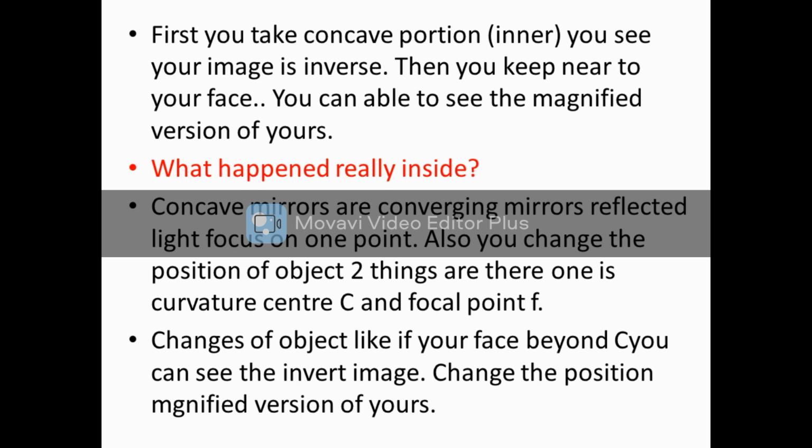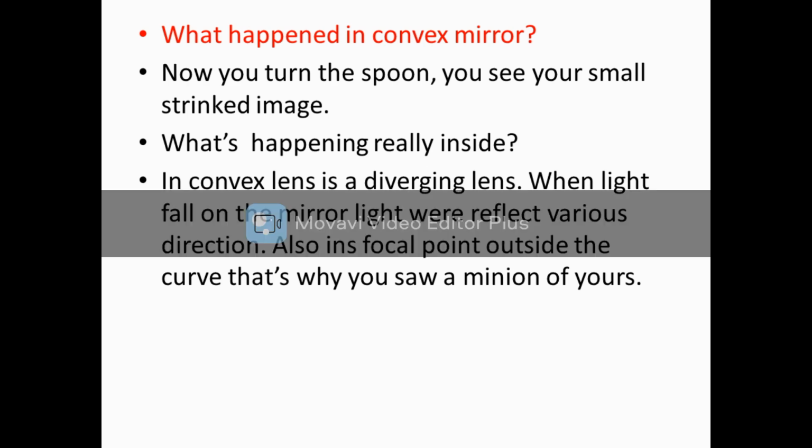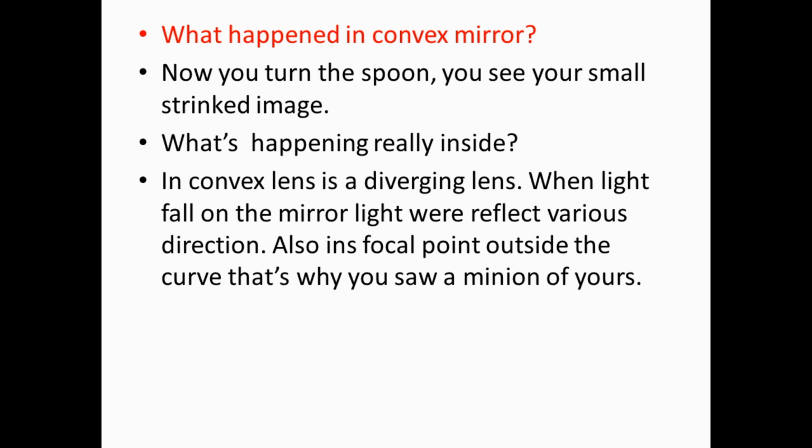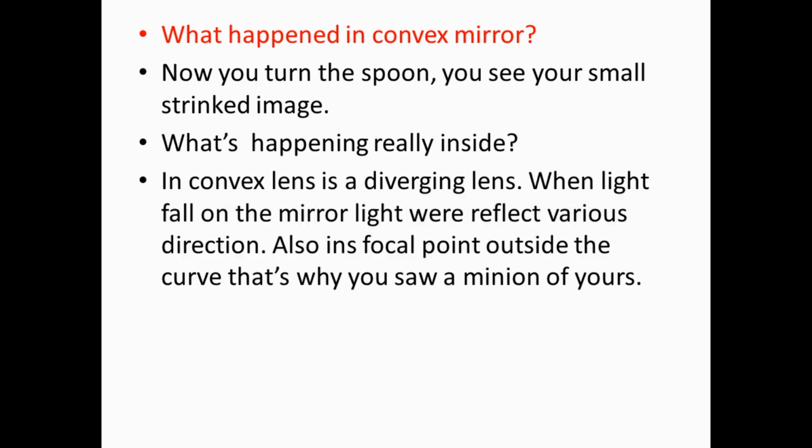Next, you turn the spoon. Now you turn the spoon and you can see a shrunken version of yourself, a minion. What happened inside? This is a diverging mirror, the convex mirror. When the light falls on that mirror, it reflects in various directions. The focal point is outside the curve, so you can see yourself as a small one. This is what really happens in convex and concave mirrors. So the spoon is a great example to see convex and concave mirrors.